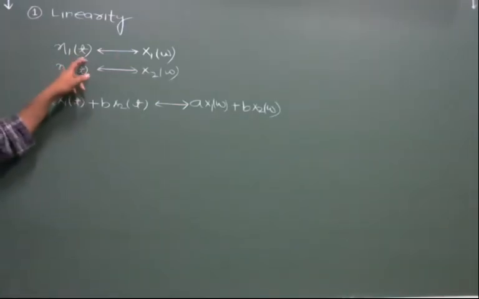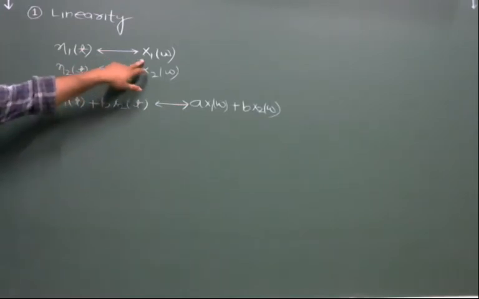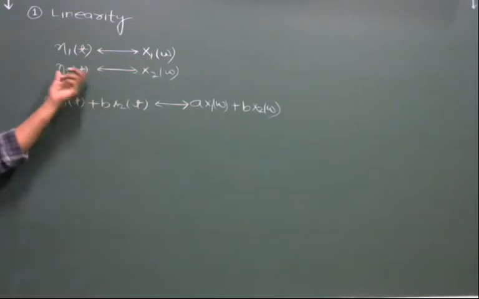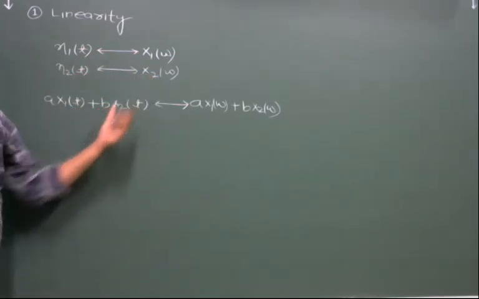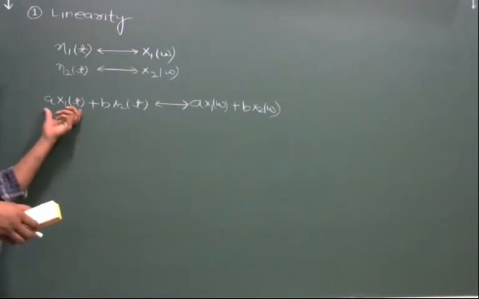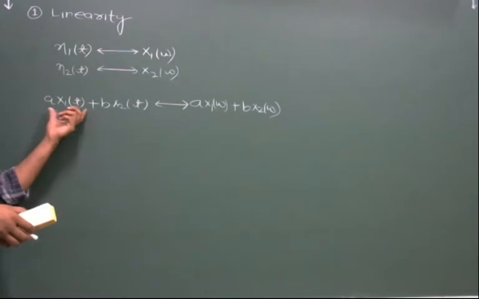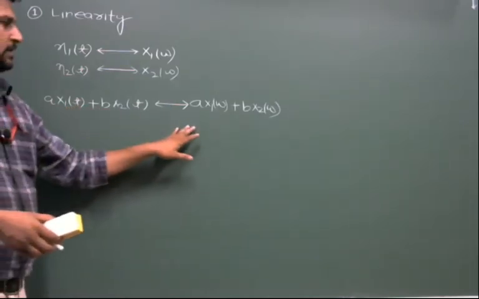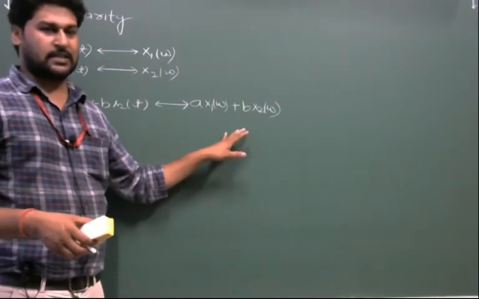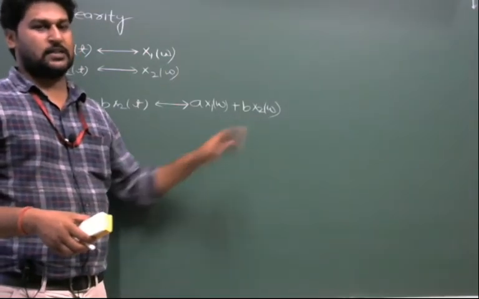If the signal x1(t) produces another function X1(omega) in the frequency domain, x2(t) produces X2(omega) in the frequency domain, then if we multiply these two signals by some weight or by some constant a and b and add up these two signals, then these signals in the frequency domain will get added.